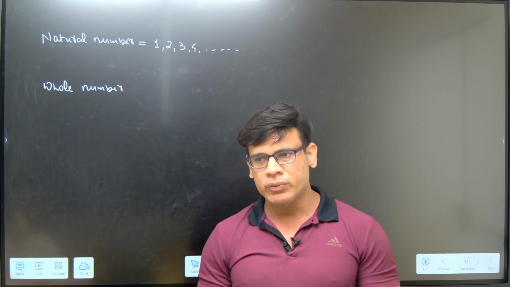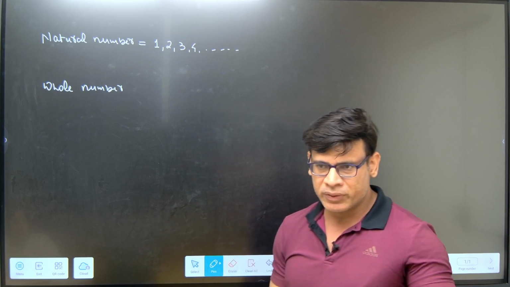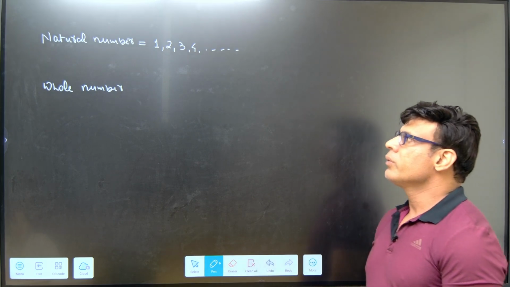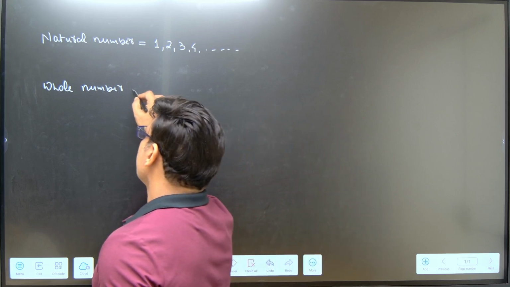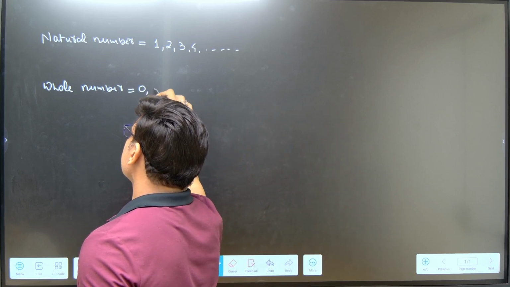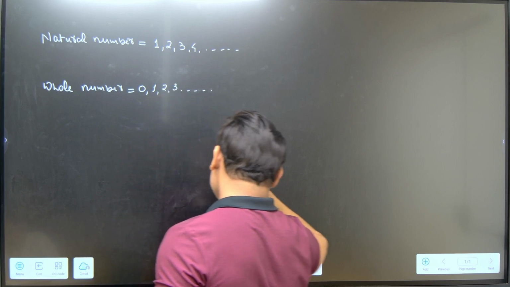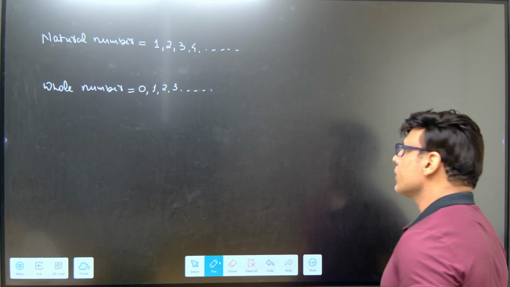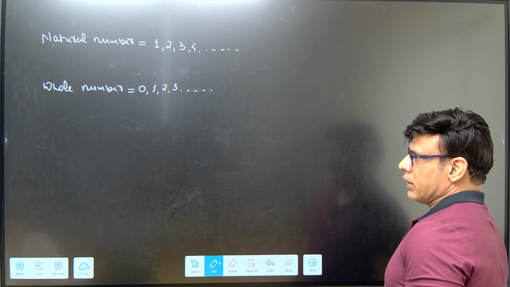It's also called a counting number. If we have people in the room, we count 1, 2, 3, 4, 5, right? So natural numbers are also called counting numbers. While whole numbers start with 0 and then 1, 2, 3 and so on. So the only difference between natural numbers and whole numbers is that whole numbers have an extra 0.